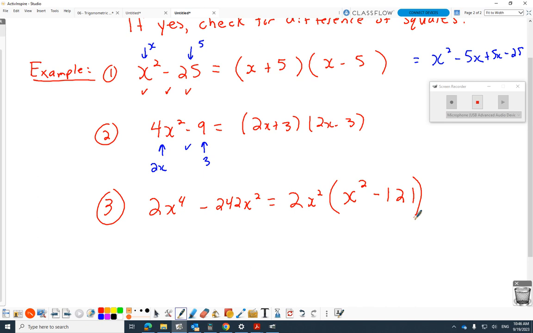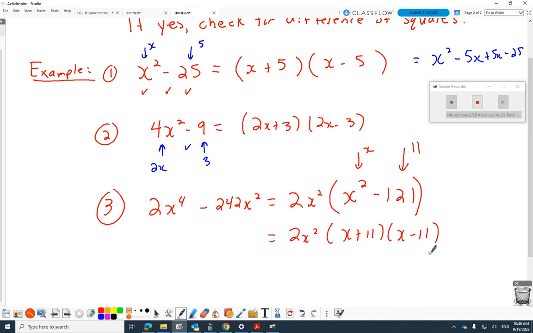Now I have two terms. Is it a difference of squares? It's a difference. x is squared, but is 121 something squared? Maybe the numbers get too big for you. It's 11. x and 11. So it's 2x squared times x plus 11 times x minus 11.